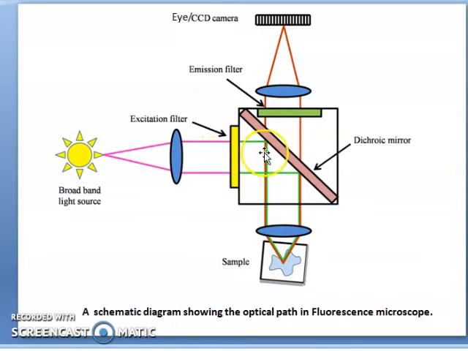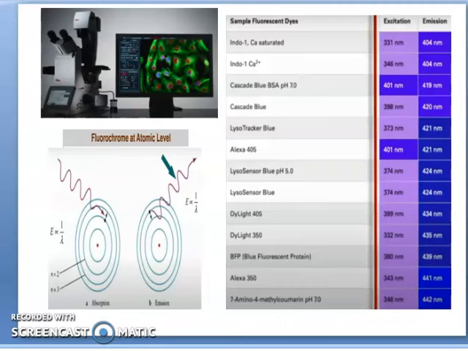This wavelength will enter into the microscope over here and get hit by the dichroic mirror. In this slanting position there is a dichroic mirror that will reflect this light towards the specimen. So this light will go down, pass through the objective lens and hit the specimen. Now what is happening in this specimen?